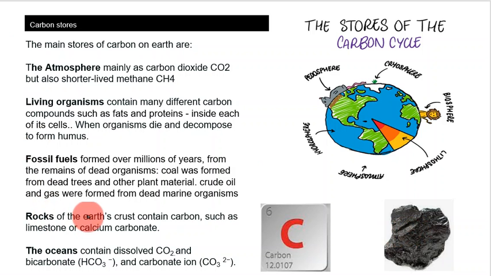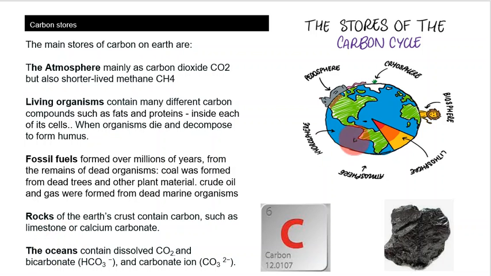Rocks. So again, if you take the Earth, you have all different types of rocks that go right down to the core. So rocks of the Earth's crust contain carbon, such as limestone or calcium carbonate. So limestone, for example, is a big source of carbon as well. There's carbon incorporated into the structure of limestone.